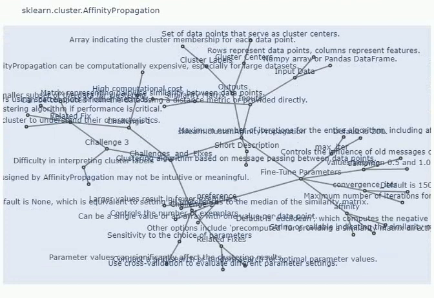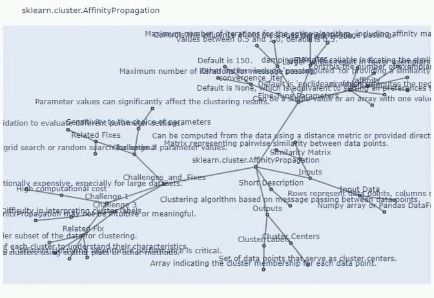Challenge 3: difficulty in interpreting cluster labels. The cluster labels assigned by affinity propagation may not be intuitive or meaningful. Related fixes: visualize the clusters using scatter plots or other methods. Analyze the features of each cluster to understand their characteristics.